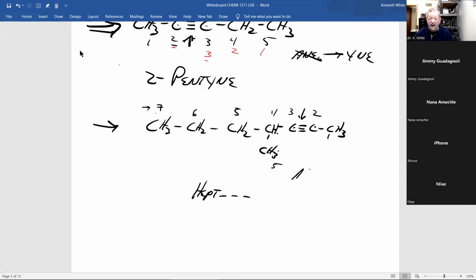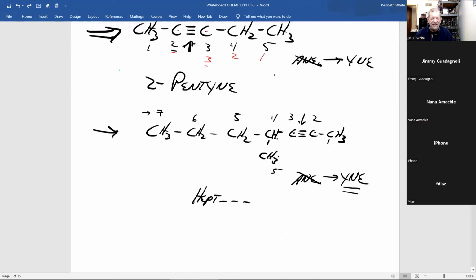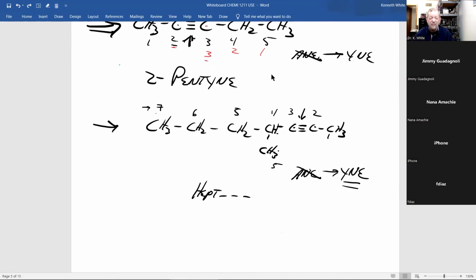Remember, for a triple bond, find the alkane name, drop the -ane at the end, and replace it now with -yne. And here, oops, I'm thinking double bond. That'd be heptyne.